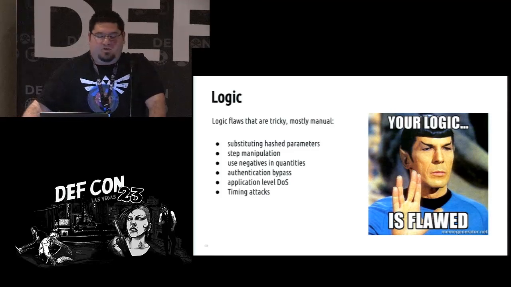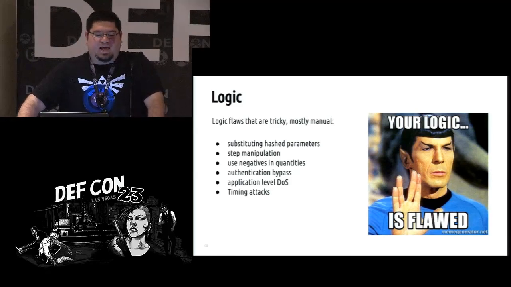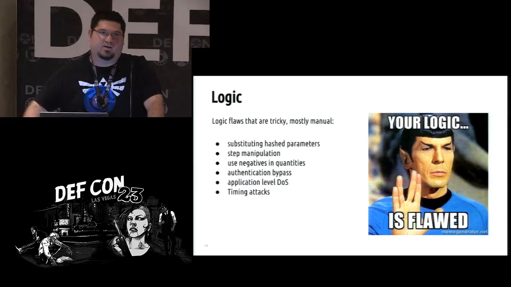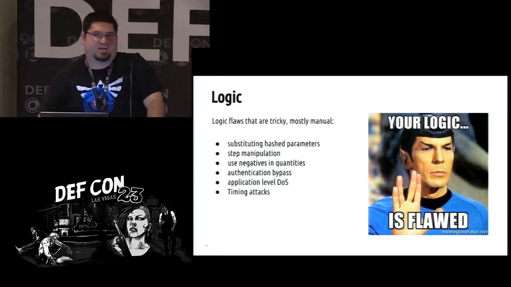Logic flaws are usually pretty manual. The one I see a lot is substituting hash parameters where there are prices or something like that, and they've hashed it and it's irreversible, or they've done something to it and it's irreversible, or I'm too dumb to reverse it, right? But you can find another item that's cheaper, take its hash and substitute it in, usually in an e-commerce payment or something like that. Doing that usually yields the product for less money. Step manipulation, this is the bread and butter example everybody gives for logic flaws.